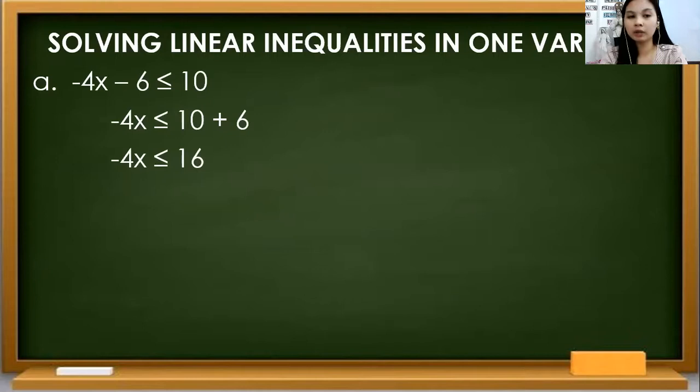So now we already have negative 4x less than or equal to positive 16. Since meron pang kasamang coefficient si ating variable na x, we have to eliminate that by simply dividing both sides by negative 4 po. 16 divided by negative 4 is negative 4 po. So, ang final answer natin is x is greater than or equal to negative 4.